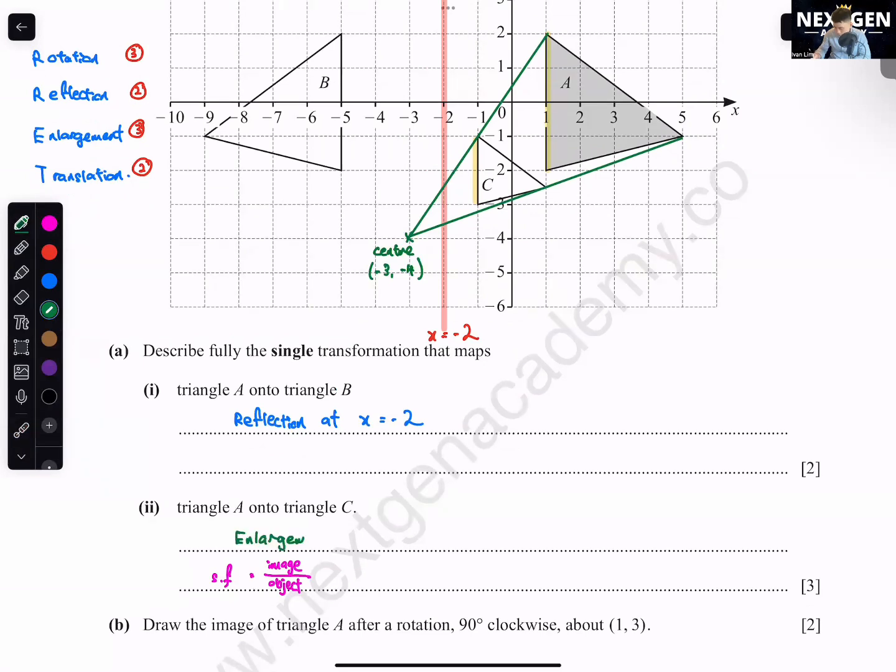So enlargement, center -3, -4. Scale factor. Okay, what's the scale factor? This one, what did we calculate? From 4 became 2. So 2 over 4, which equals 1 over 2.